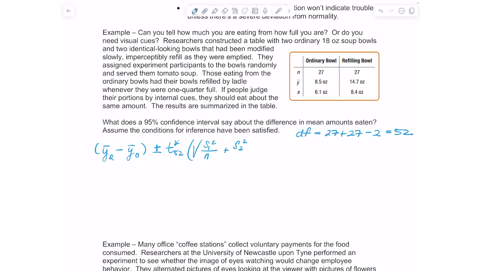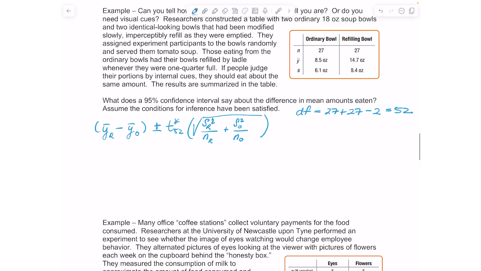So I'm going to change that to a 1 and change that to a 2. Actually, let's keep it the same. Let me rewrite this so we're using the same letters to make it less confusing. Let's do refilled squared over the number of people in the refill group, and then plus the ordinary squared over the number of people in the ordinary group. Okay, this way it'll make it less confusing.